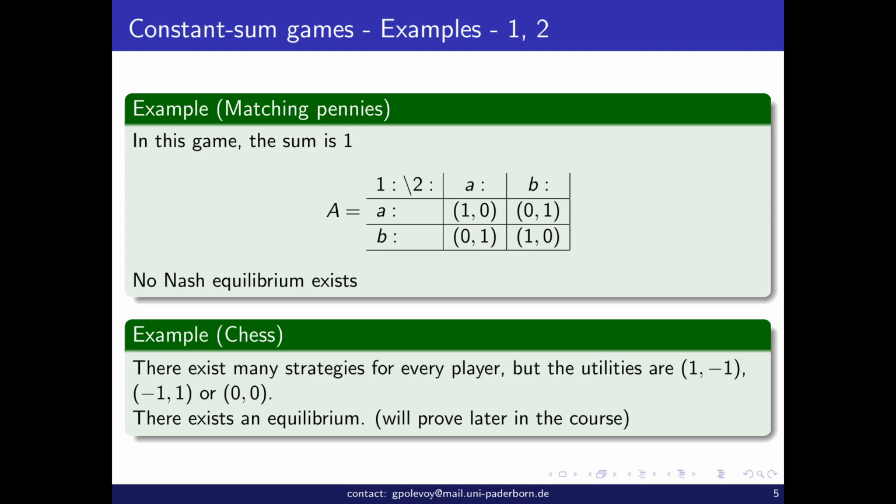Anyhow, there are many, many strategies, but anyhow, the utilities are 1, minus 1, so when the whites win, minus 1, 1 when the blacks win. I assume here zeros, the player 0 is white and player 1 is black. Or 0, 0, that's when they have a draw.